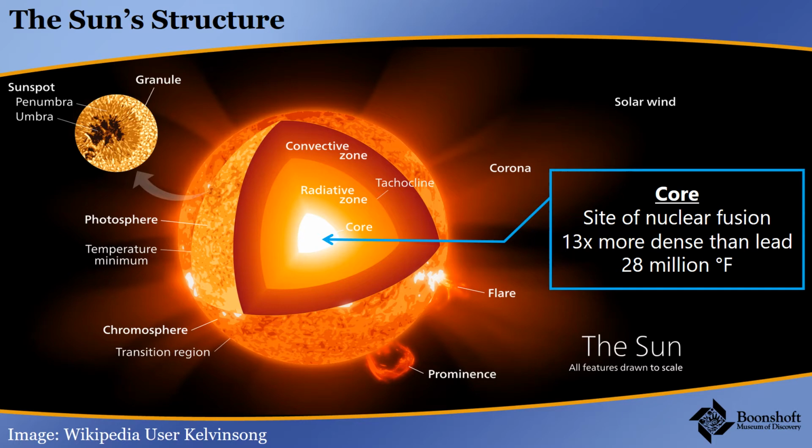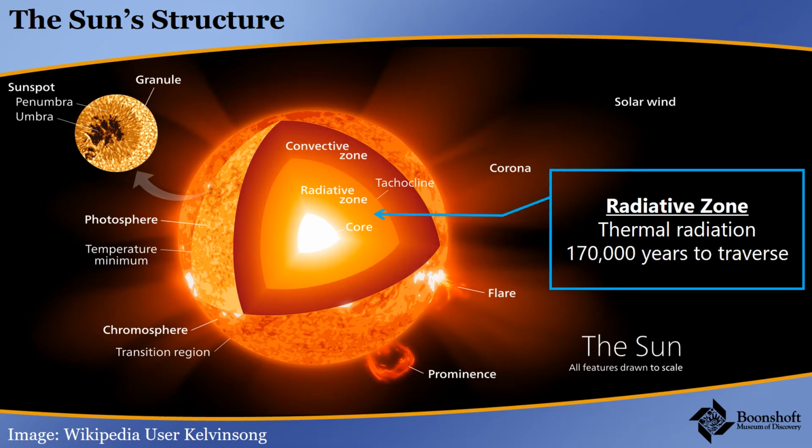Now it's mostly hydrogen and helium, but because of the extreme pressure, because of all of the mass of the sun, it is squished down to be 13 times more dense than lead. And it's about 28 million degrees Fahrenheit. That's what's necessary for the fusion to occur.